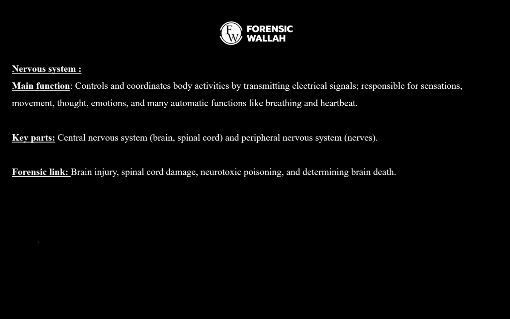Why do we need to study the nervous system? Any kind of brain injury or spinal cord damage, or neurotoxic poisoning, there are certain plant poisons and other poisons which will directly attack your nervous system, and we can understand that this particular toxin has been consumed, which is why this person has neurotoxic poisoning, or we can determine brain death. For all of these things, the nervous system plays a vital role.